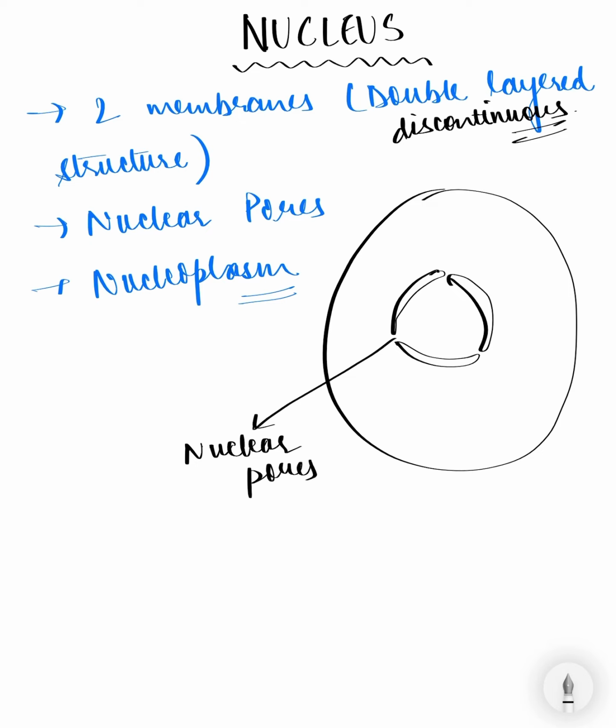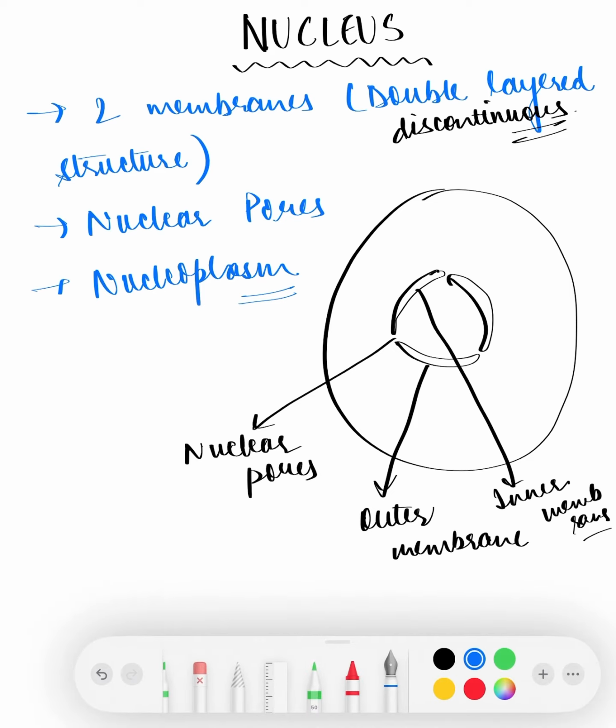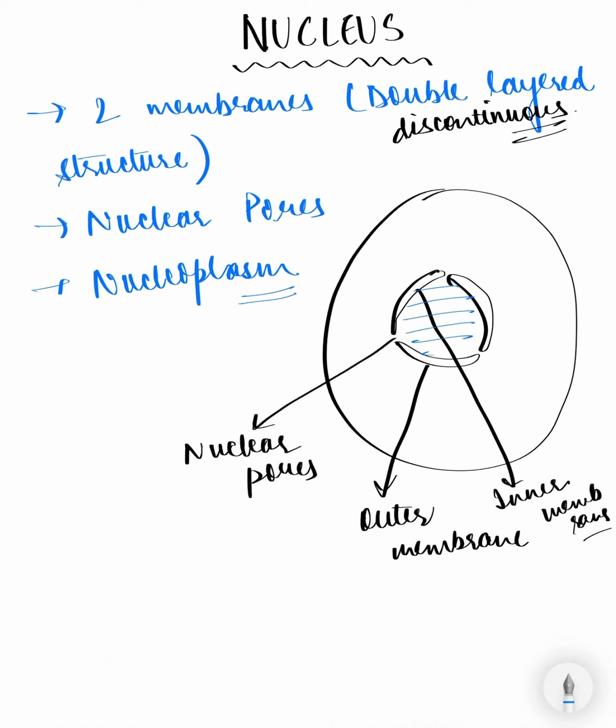Now we have a two membrane structure. This is the outer membrane of the nucleus, and the membrane on the inside is called the inner membrane. The fluid inside the nucleus is called nucleoplasm. This is the nucleoplasm.